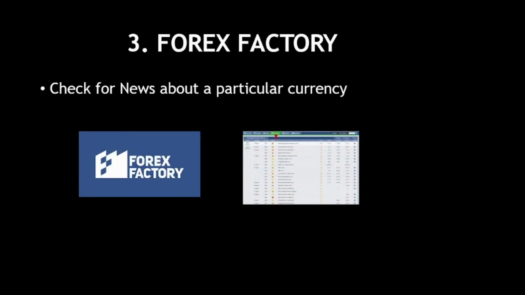Number 3 is Forex Factory. So this is where we check news about a particular currency. For example, if there is news dropping that will be affecting the US dollar, it will show us at what time the news is coming out, and it will tell us the impact, whether it is going to be of low impact, medium impact, or high impact.